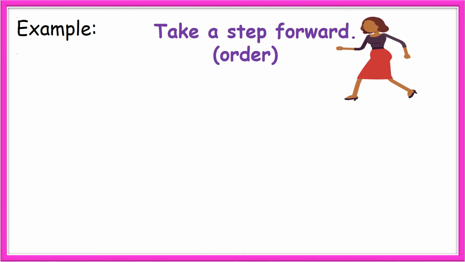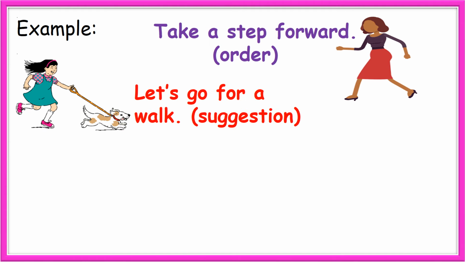Let's look at some examples for the imperative sentences. The first one, take a step forward. This is an order. Now, if you look at the statement very carefully, you find that the subject is missing and instead the sentence begins with a verb, take. So, here the subject is implied, which we take to be you. So, the statement could have been read as you take a step forward. But since in an imperative sentence we do not add the subject, we begin the statement with the verb take. Now, the second example is let's go for a walk.